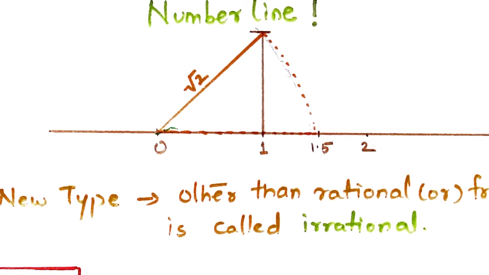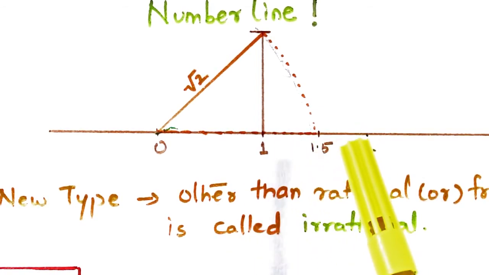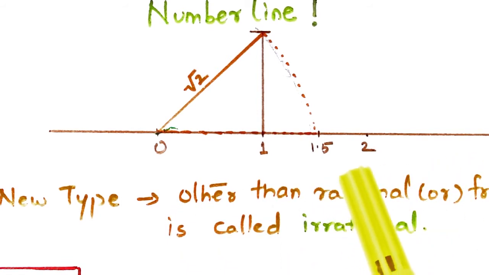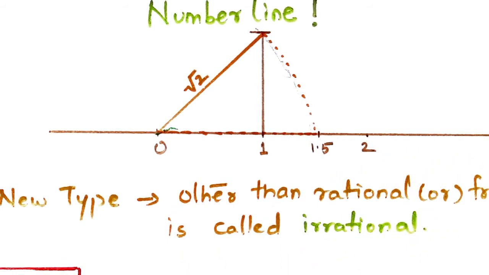Alright, so that means root 2 belongs to the number line, but it is not a rational number. So what do we call this? We will name this type of number the opposite of rational number, or more accurately, irrational numbers. They are numbers which cannot be represented in the form of p by q. They can be represented on a number line, but they cannot be represented as a fraction of two integers. It is not possible.